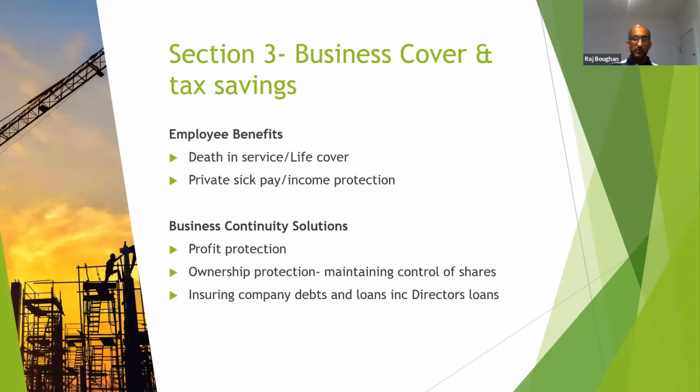Right, last section now. So this is going to talk about how we do it through your business, how do you make the tax savings? As you can see on the screen, I've split it into two sections. The main thing I want to talk about is what I call the employee benefits. That's even if it's your own company, you're still classed as an employee of that company. I'm going to look at what you call death in service or the life insurance, as we mentioned before, and then the private sick pay.